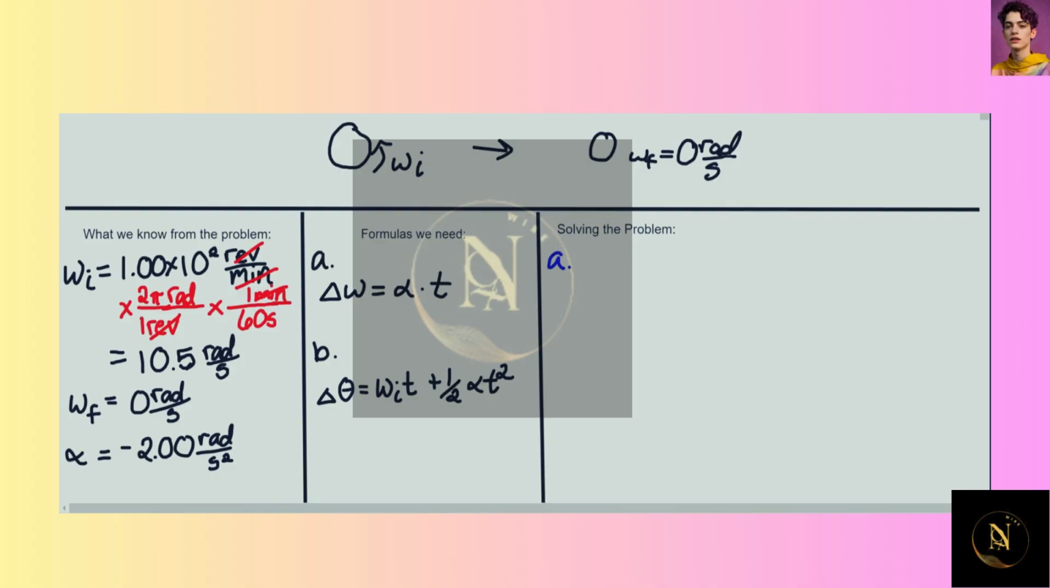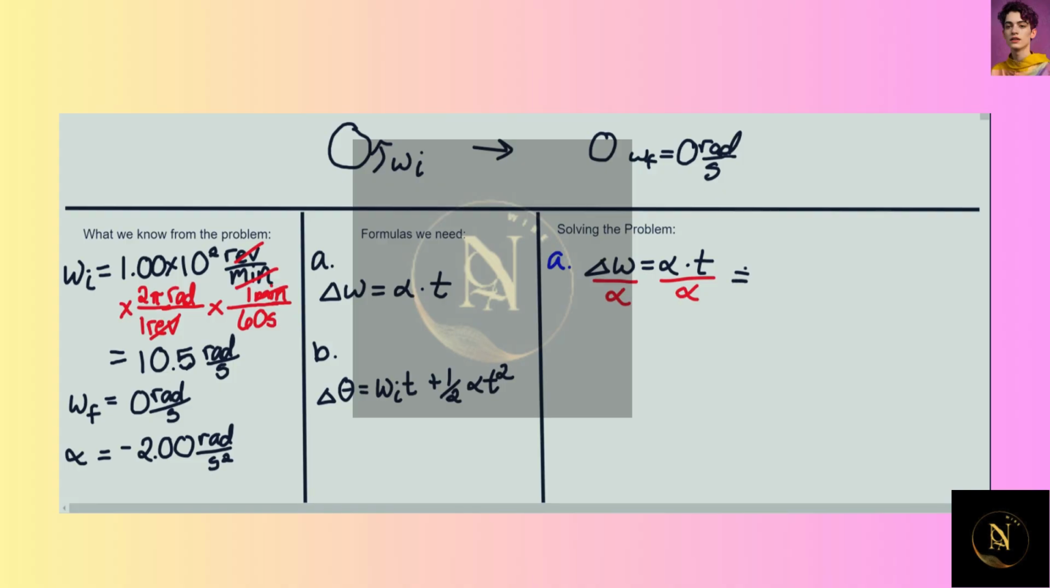So the first part, we need to use the formula change in omega, or change in angular speed, equals angular acceleration, or alpha, times t. And we are looking for t. So when we solve this problem, we're going to start with the equation I have laid out here. Change in omega equals alpha times t. And then we need to solve for t. So the way we're going to do that is we're going to divide each side by alpha.